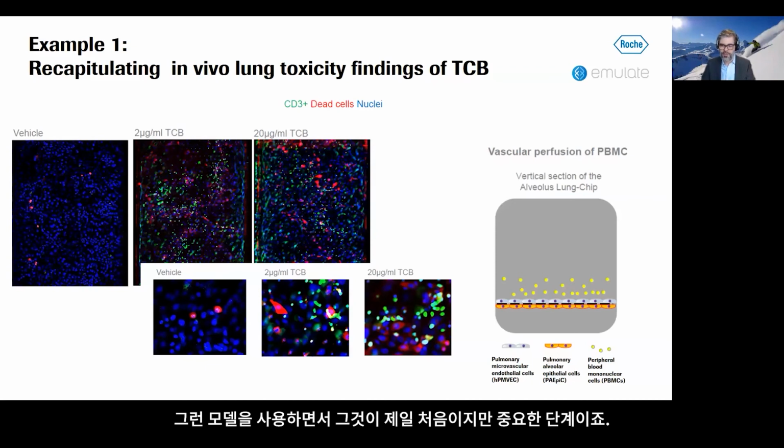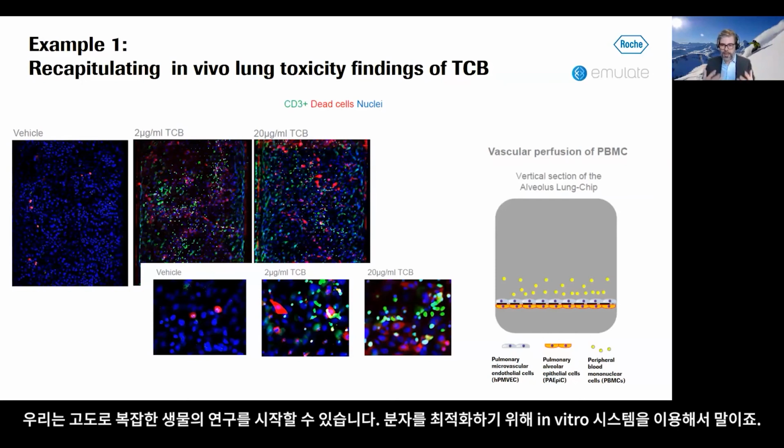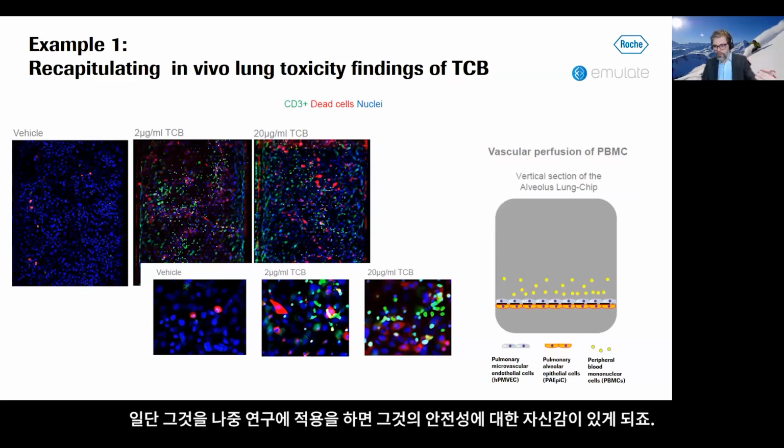So that was the very first but important step to see using such models, we can start investigating highly complex biology and use an in vitro system to optimize our molecules so that once we move them into later development, we have a good confidence that they are safe.